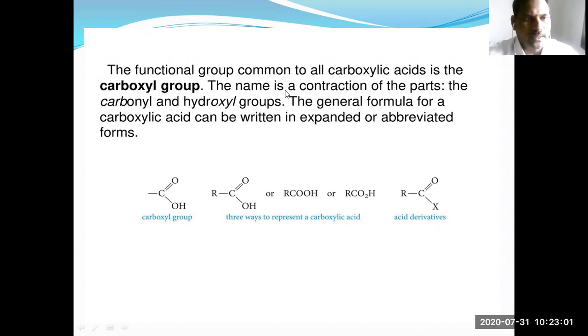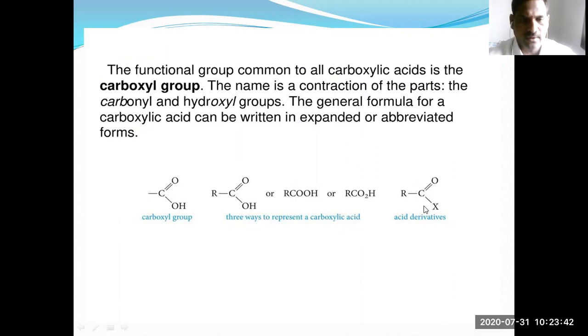The name is a contraction of the parts, the carbonyl and hydroxyl groups. The general formula for a carboxylic acid can be written in expanded or abbreviated forms. So this is the carboxyl group. You can write three ways to represent a carboxylic acid: C double bond OH, or RCOOH, or RCO2H.